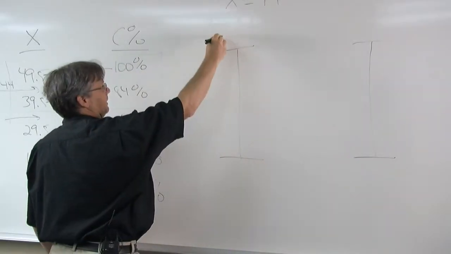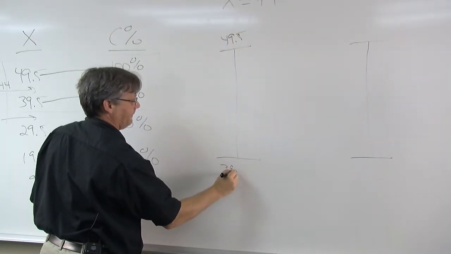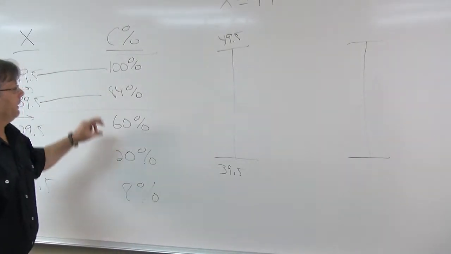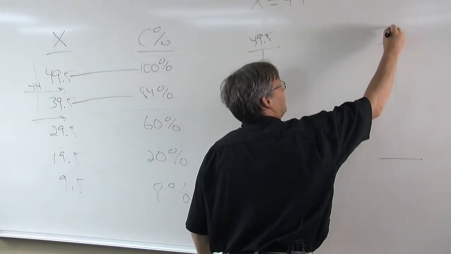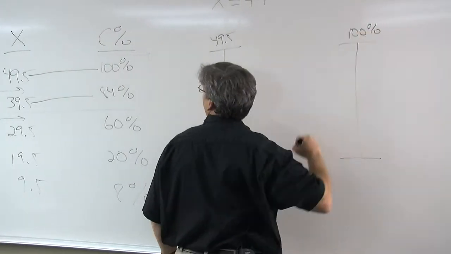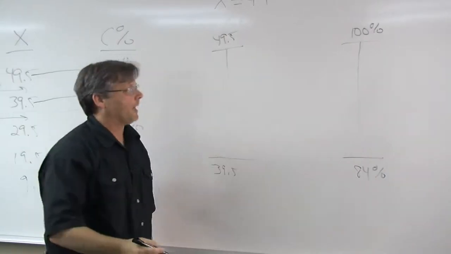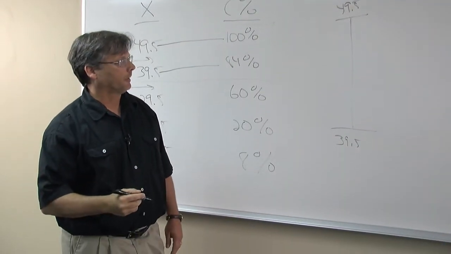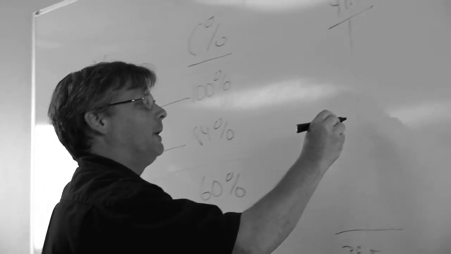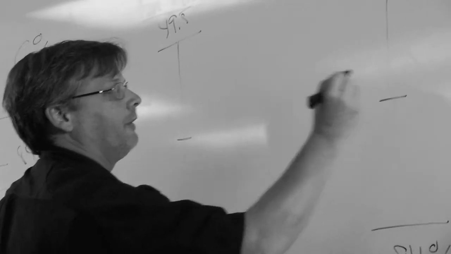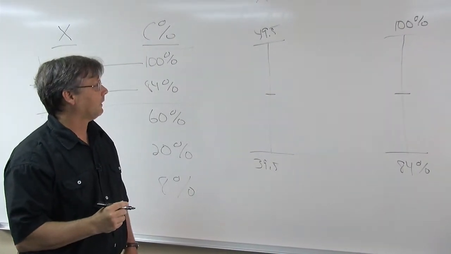For the x-score, the top is 49.5, the bottom is 39.5. Over on the cumulative percentage side, we have 100% at the top, 84% at the bottom, and we have the top and bottom of our eye diagrams that we use for interpolation. In addition to having the top and bottom, I think it's a good idea to have a midway point in both of our diagrams so that we can get a sense of where our intermediate value falls.